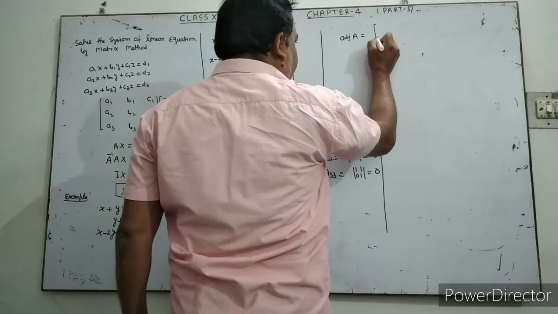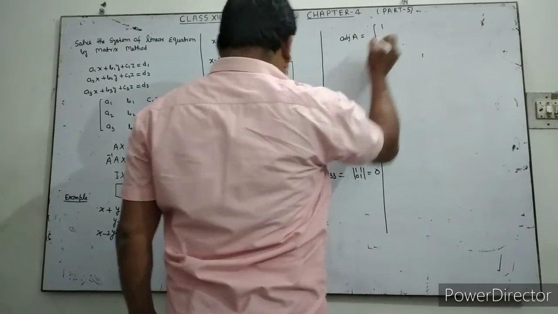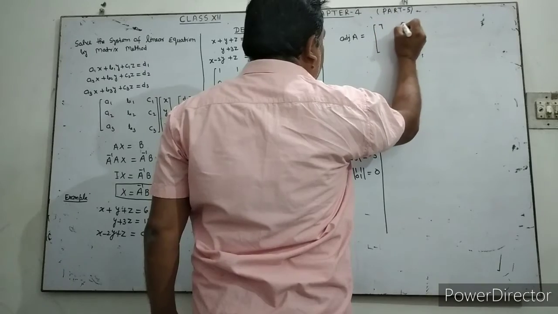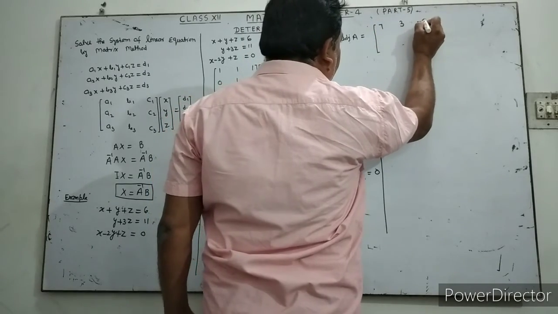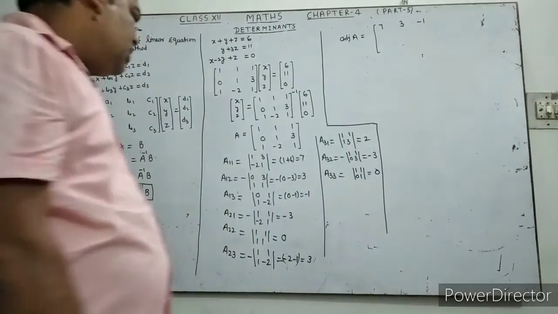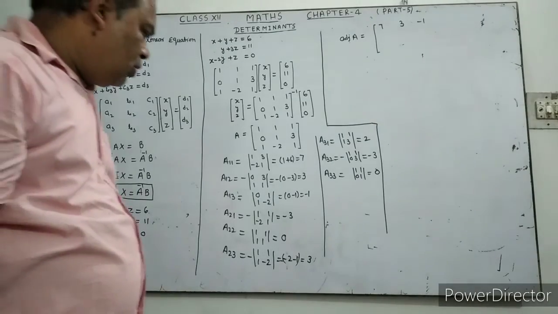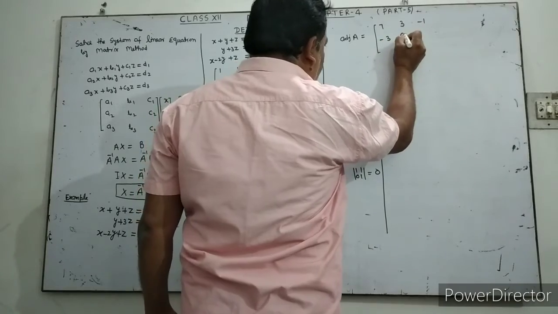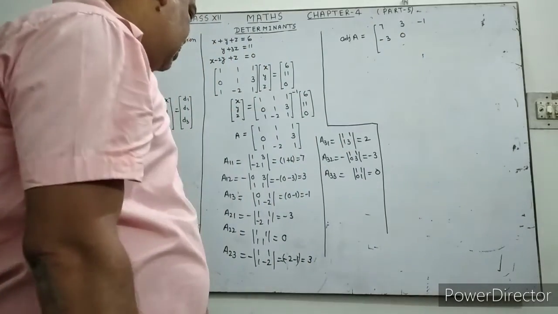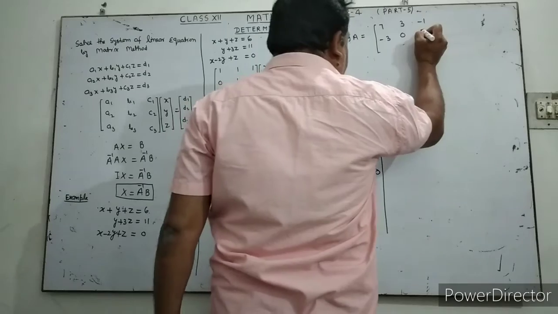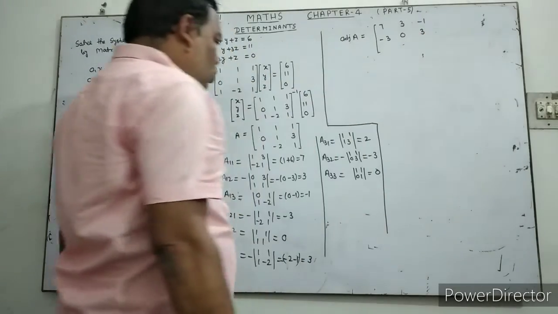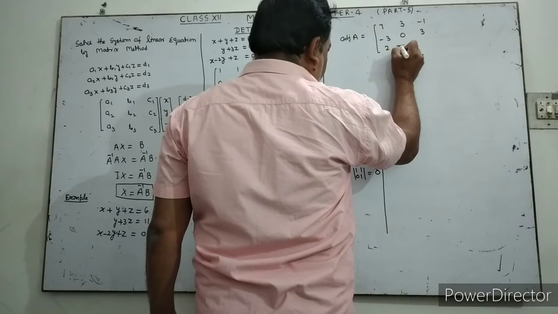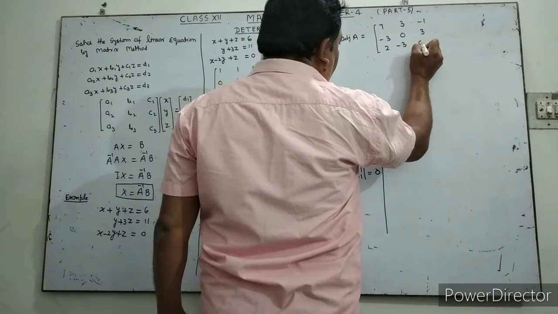Then the cofactors are 7, 3, minus 1, minus 3, 0, 3, and 2, minus 3, 0.